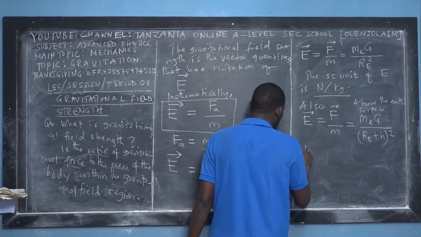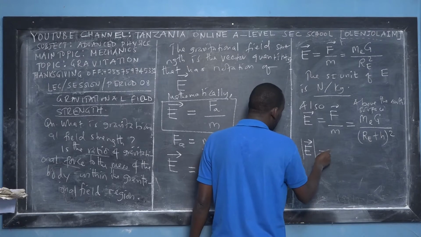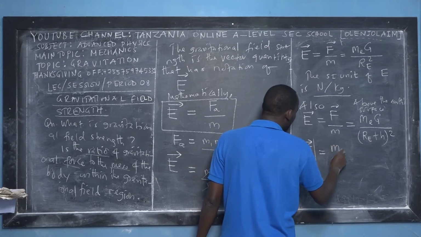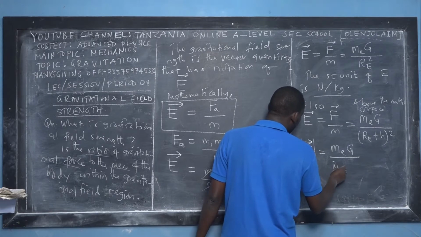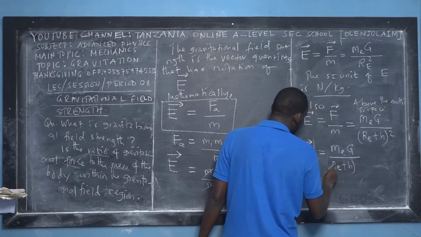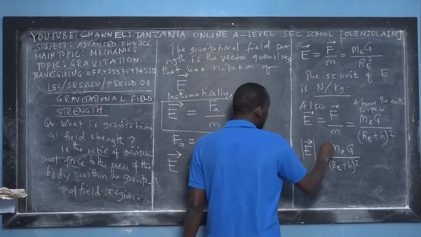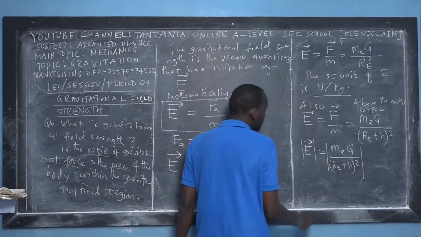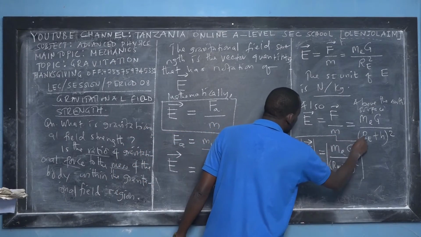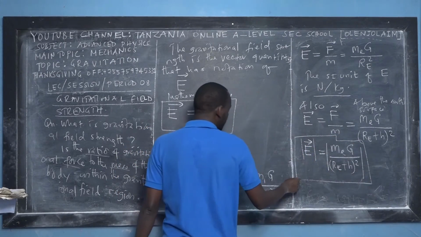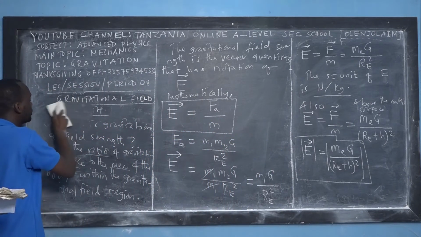So you say that this one is equal to mass of the Earth, gravitational constant, over radius of the Earth plus h, squared. So just that if you want to find a scalar quantity, you can find the absolute values like this. Okay, so that's all about the introduction of gravitational field strength.